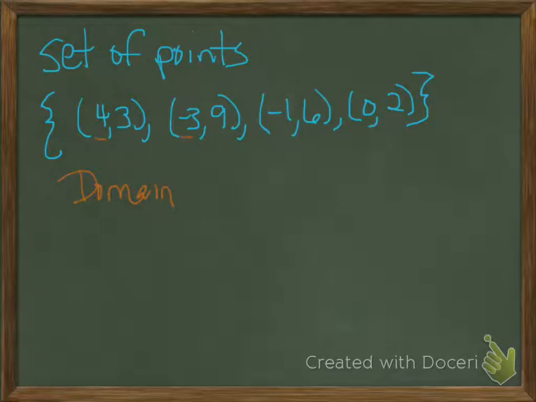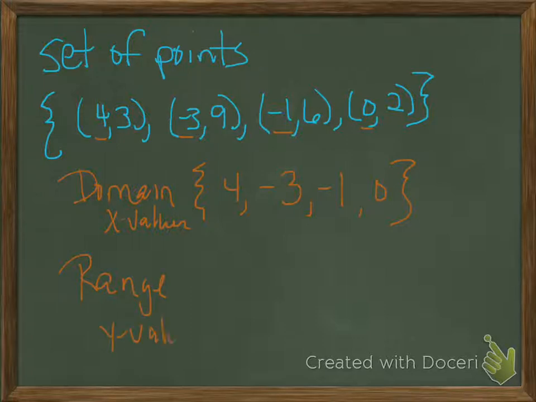So if we have a set of points and we wanted to list our domain, which is going to be our x values, we just do this little squiggly line and we list them. So on the first point we have 4. Second one's -3, -1, and 0. There's all my domains, my x values. My range are my y values: 3, 9, 6, and 2. So your domain are your x values and your range are your y values.